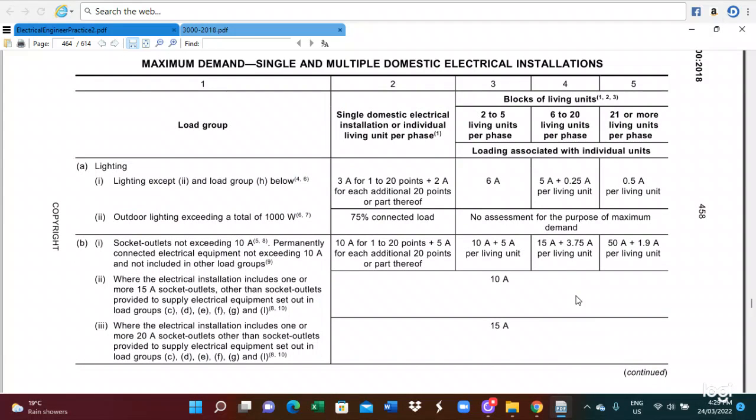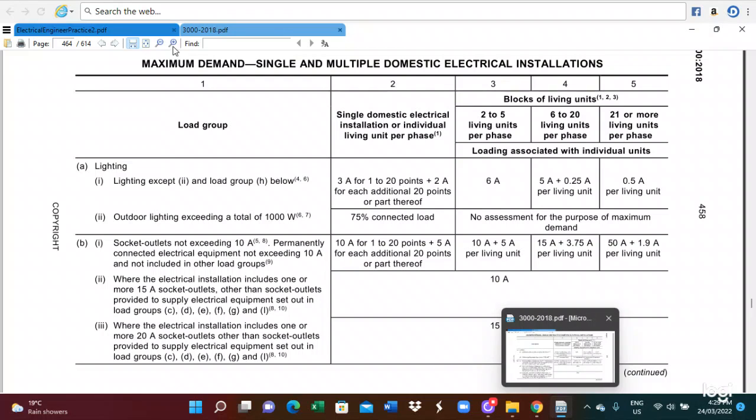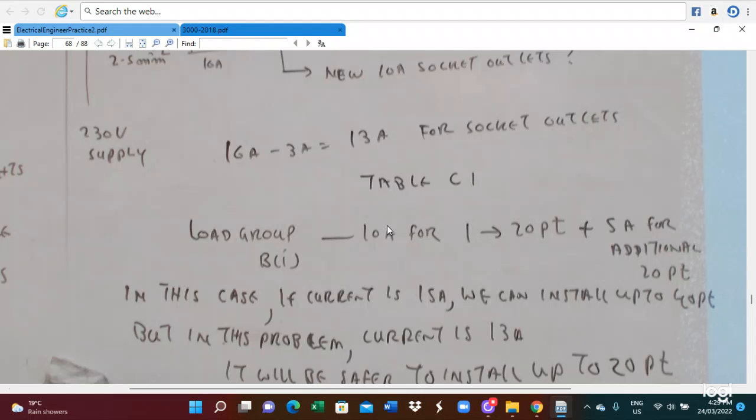So for lighting points, the first 1 to 20 points take 3 MVR. Each additional 20 points take 2 MVR. So this is the rule for the table C1. So this is for the lighting point.